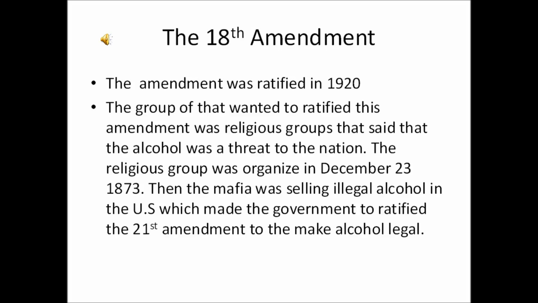With this cause, the effect was that then the mafia was selling illegal alcohol in the U.S., which made the government ratify the 21st Amendment to make alcohol legal.